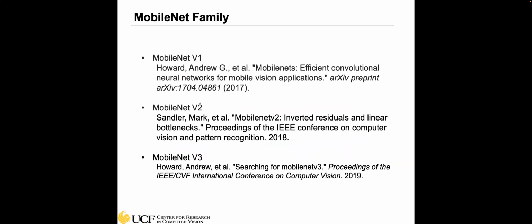Based on the MobileNet V1 I just introduced, they also have some improved versions. MobileNet V2 makes some modifications based on V1. And recently they have MobileNet V3, which is based on neural architecture search. They want to search for the best architecture for MobileNet V3. If you're interested, you can look at these papers to see what's new as compared to the original V1.